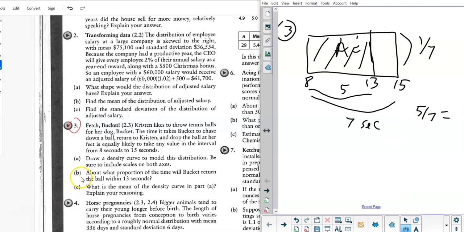What is the mean of the density curve in part A? So the mean of the density curve. Think about that one. Okay, so between 8 and 15, if you average those two, that adds up to 23. 23 divided by 2 is 11.5. So right in the middle is 11.5. Remember, that's the balance point. So 11.5 seconds would be the mean of the two.